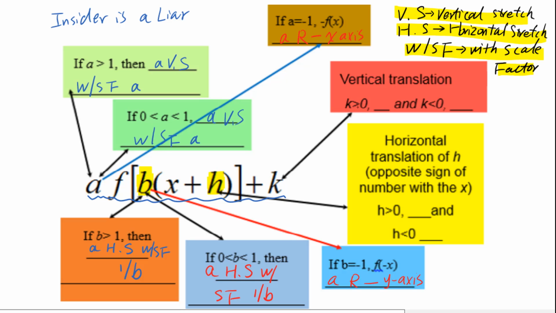If k is greater than 0, a translation up k units. If k is less than 0, a translation down k units. For this h, when h is greater than 0, a translation to the left h units. When h is less than 0, a translation to the right h units.